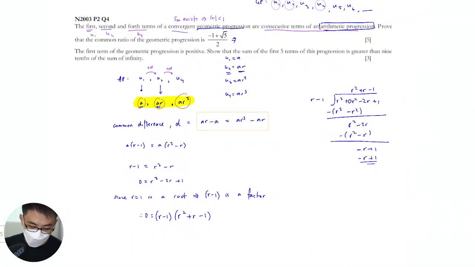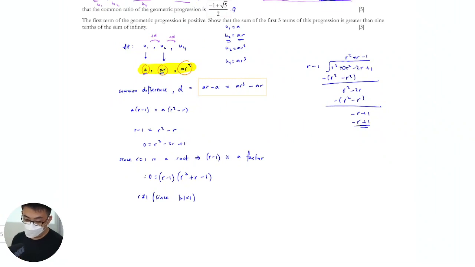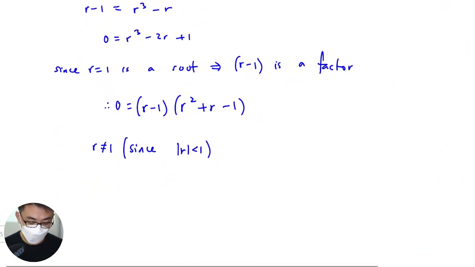The thing is, R cannot equal 1, because then the GP will just repeat itself. But we are also not very interested, since we know that mod R is less than 1 because we want the sum to infinity to exist. So in other words, we need to find the roots from here. So we just solve it.